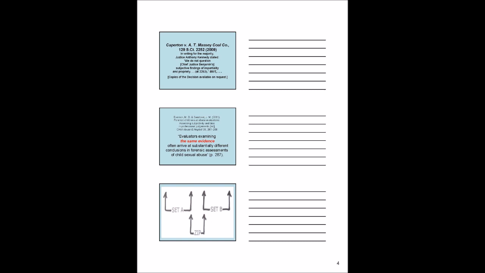One of the studies worth looking at, whether or not you are involved in cases involving allegations of child sexual abuse, is this study by Everson and Sandoval. It happens to relate to child sexual abuse, but it could have been about anything else. The bottom line is that evaluators examining the same evidence often arrive at substantially different conclusions in forensic assessments of child sexual abuse. I want to show you diagrammatically what we're really talking about here. Just look at what I'll call data set A. This, in essence, is what this study did. It took a data set, and it showed that with the same data set, people come up at two different decision points. But that's not real life, because in real life, you are not provided with the data set.